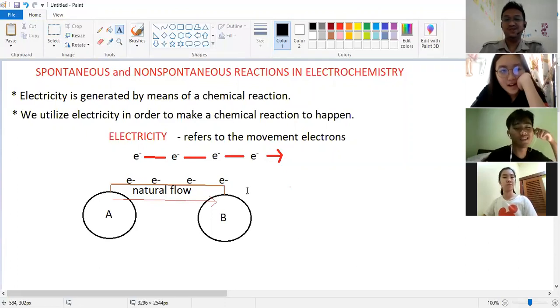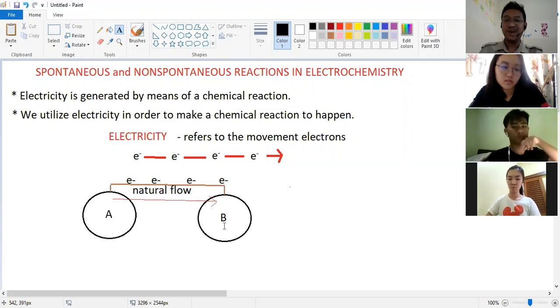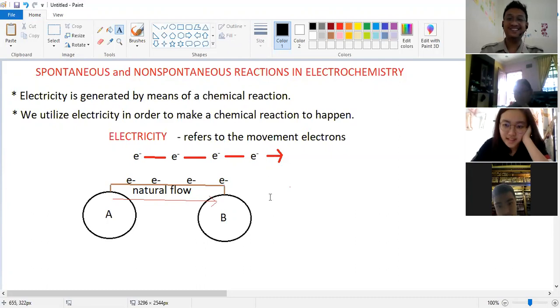So what's going on if there is no chemical reaction? A while ago, no conductor, nothing happens. But later on, when we put a conductor, it's just naturally that A is giving off electrons and naturally that B is receiving electrons. Is there a chemical reaction happening? Yes, there is, because as A keeps giving off electrons, A is changing. As B receives electrons, B is changing.